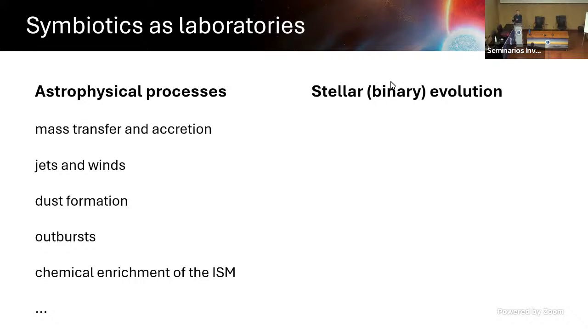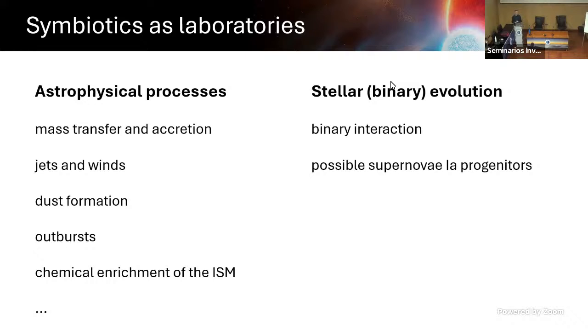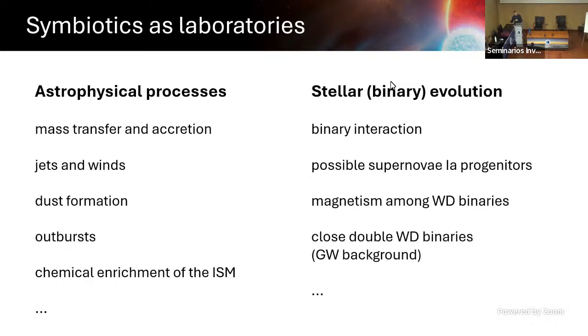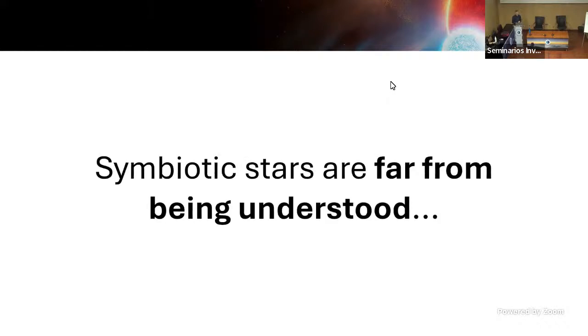And they're also quite interesting from the point of view of the evolution of stars and binaries, because that's a stage which we still don't understand well, when the stars interact. They were also proposed as supernova 1A progenitors. They seem to be important for understanding magnetism among white dwarf binaries, and for understanding close double white dwarf binaries, which now seem to be important for gravitational wave detections, because with LISA we'll be able to see some kind of background which might come from white dwarf binaries merging and so on. So these objects are pretty interesting for fields other than just the stellar interaction and mass transfer part of astrophysics.